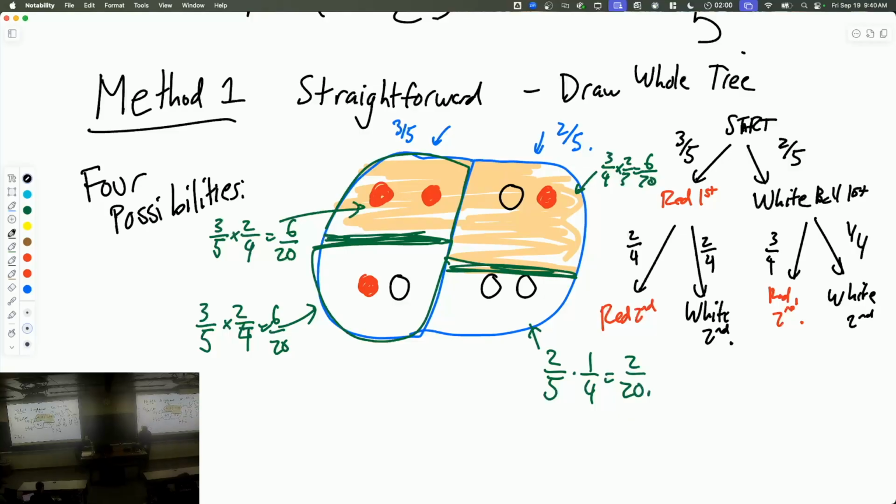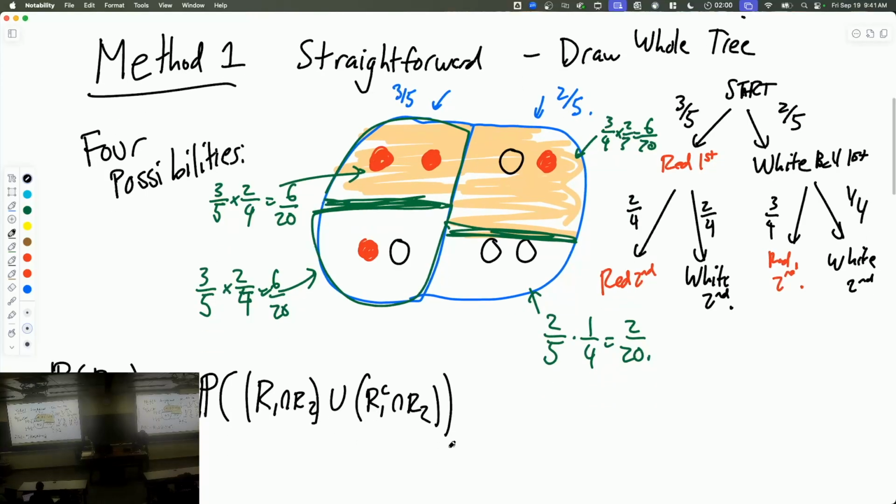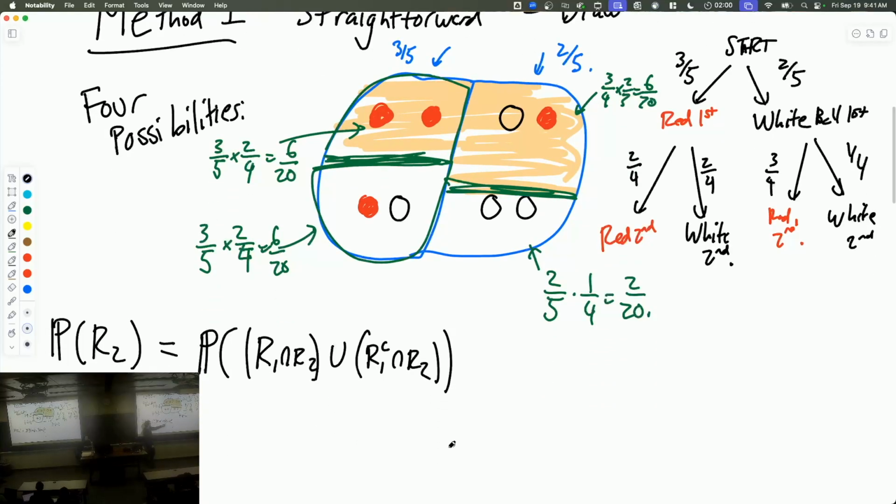So if you want to be really fancy, you could say red-red is R1 intersect R2. White-red is R1 complement intersect R2. And then these two things are unioned together. So you can do this fancy thing, which is a complicated soup of symbols that says it's that or that. And they are disjoint. And now we add them together. So this is the probability of red-red plus the probability of white-red.